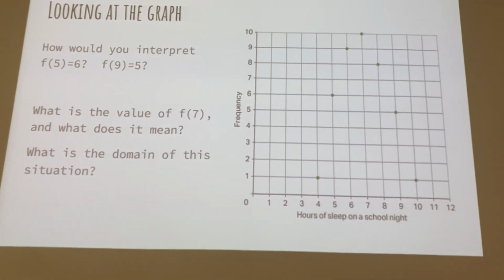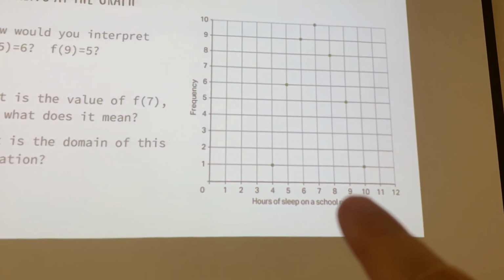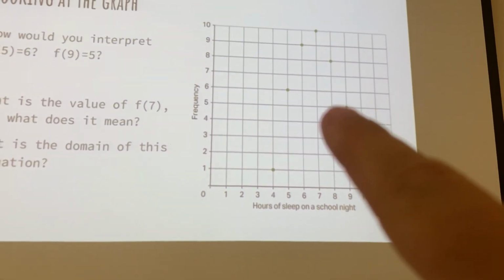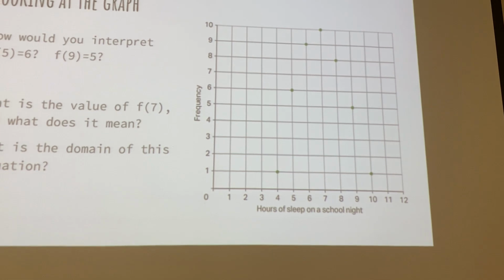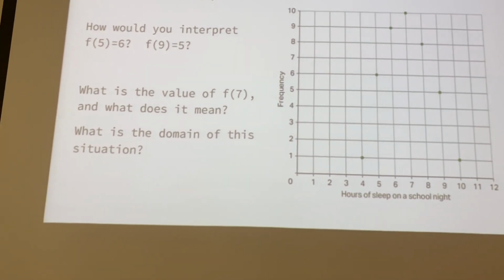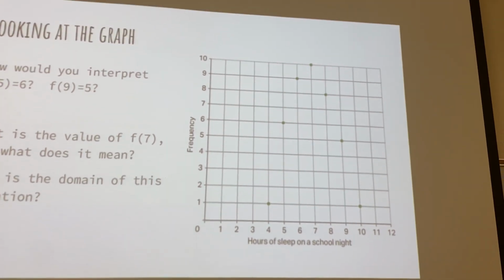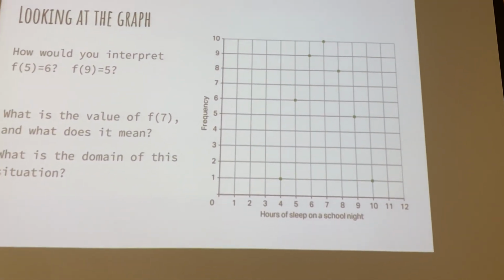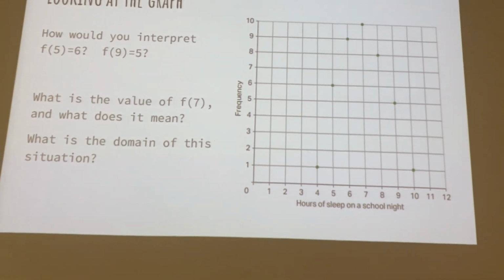The f of 9 equals 5 is a similar kind of thing. If we look over here at 9 and we go up, we see it's across at 5. So the number of people that said they got 9 hours of sleep on a school night was 5. And then what is the value of f of 7? If we look at 7, we go up, it's all the way up there at the top at 10, which would be 10 people that said they get 7 hours of sleep on a school night.